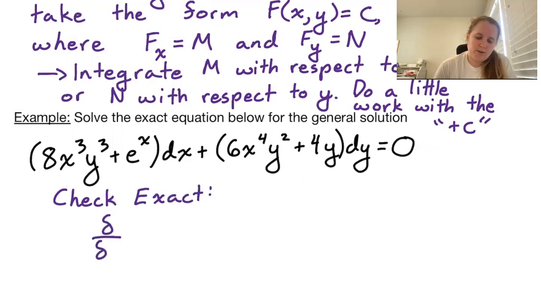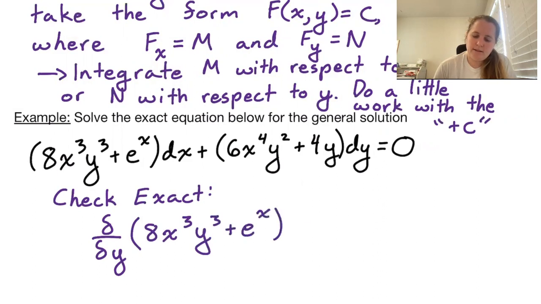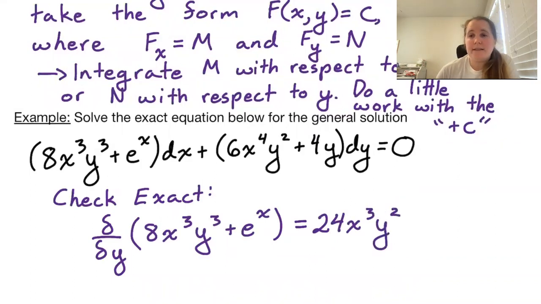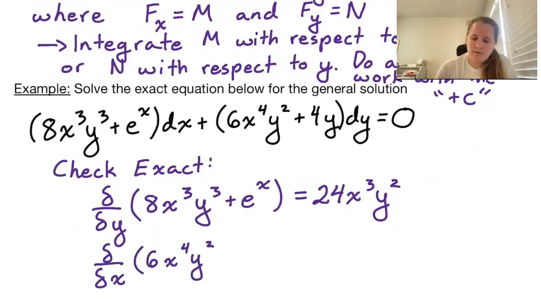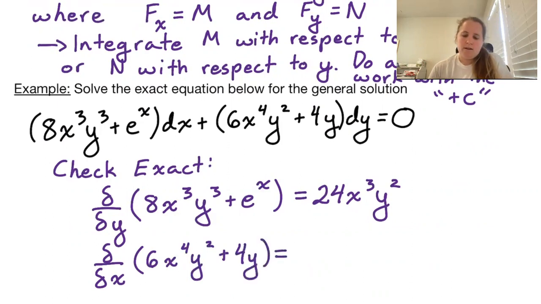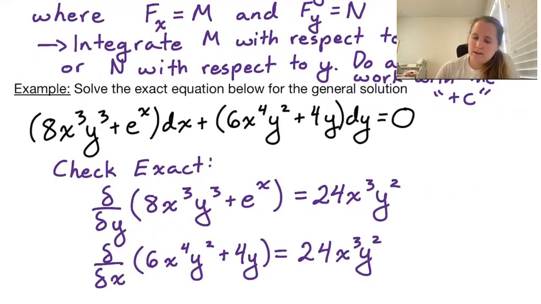So let's take the partial with respect to y of that first piece, 8x cubed y cubed plus e to the x. With respect to y, 8x cubed comes along for the ride, y cubed goes to 3y squared, so we have 24x cubed y squared. That component is the same as the example we saw in a previous video. The second part we changed a little, but if we take the partial with respect to x of 6x to the fourth y squared plus 4y, the 4y goes to 0 since there's no x involved. In 6x to the fourth y squared, the 6y squared is acting like a constant, and x to the fourth goes to 4x cubed. So we again get 24x cubed y squared. These are equal, and so we have our exact equation.